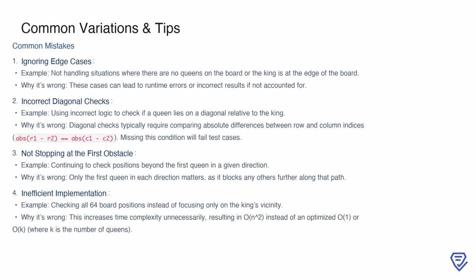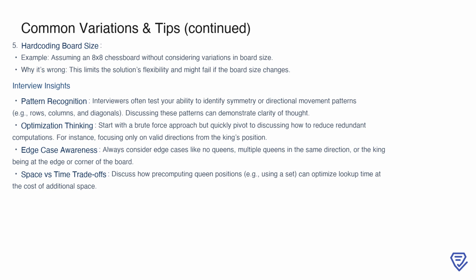Lastly, an inefficient implementation can hurt performance. For instance, iterating through all 64 positions on the board instead of focusing on the king's vicinity can unnecessarily increase time complexity. A more efficient approach would limit the search space, reducing the runtime to O(1) or O(K), where K represents the number of queens. Another common pitfall is hardcoding the board size. While chessboards are traditionally 8 by 8, assuming this fixed size can lead to a lack of flexibility in your solution. If the board size changes, a hard-coded approach might fail.